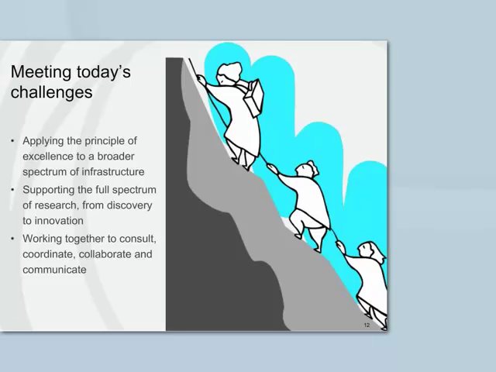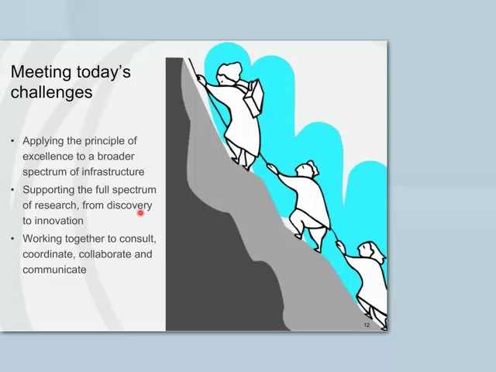The first one is applying the principle of excellence across a broader spectrum of infrastructure funding. The expansion of areas of funding to include major science initiatives and colleges working with industry offers the CFI the opportunity to apply the lens of excellence now to a broader range of research capacity and research capacity building activities.